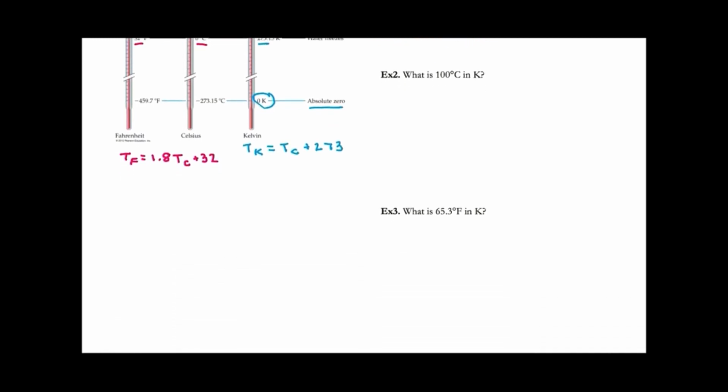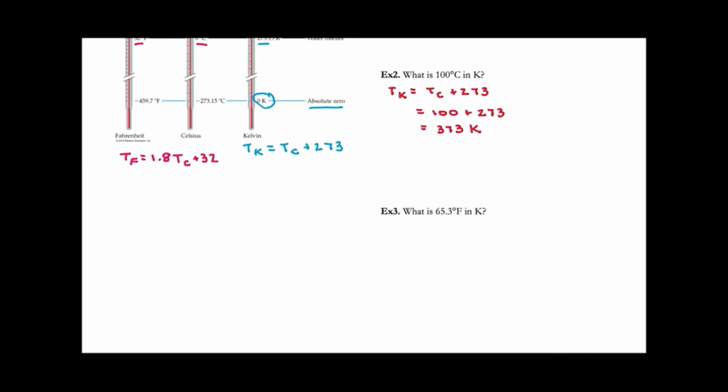Okay, let's look at the next example. What is 100 degrees Celsius in Kelvin? I'm going to use my Celsius to Kelvin formula. My temperature in Celsius is 100 degrees, so 100 plus 273. And my answer is 373. My units are Kelvin. Notice I don't put degrees Kelvin, it's just Kelvin.